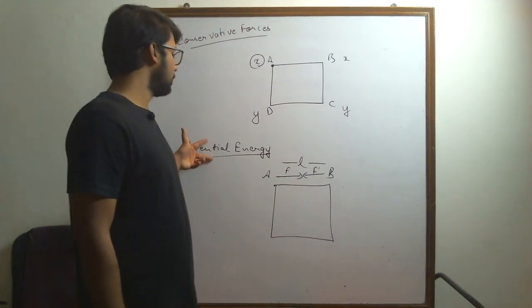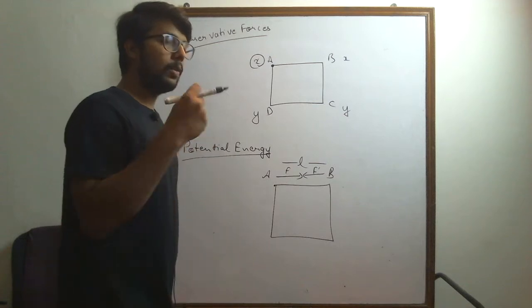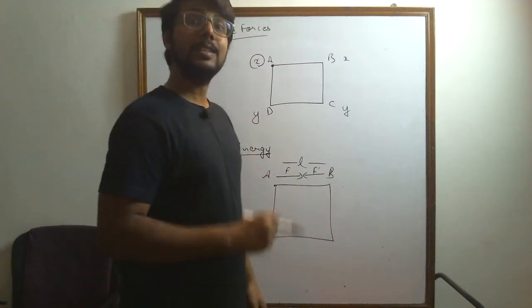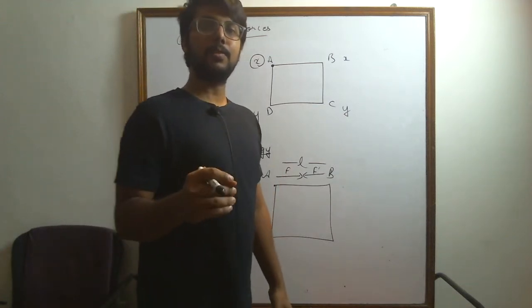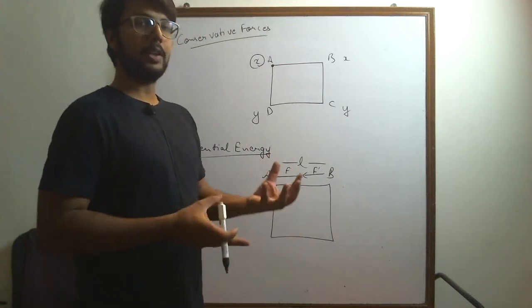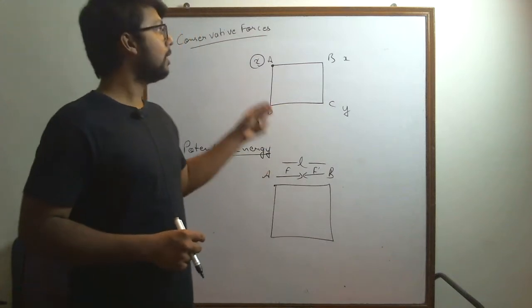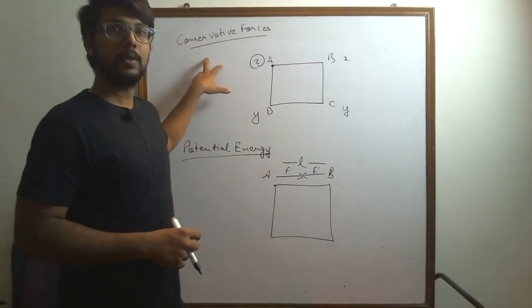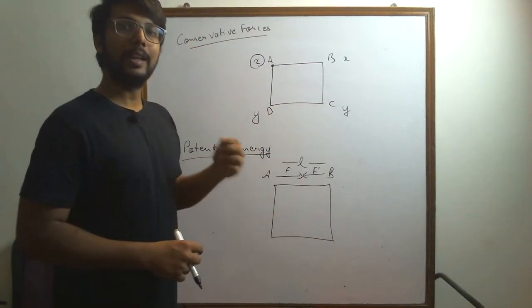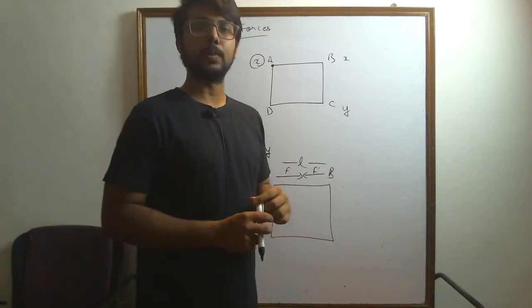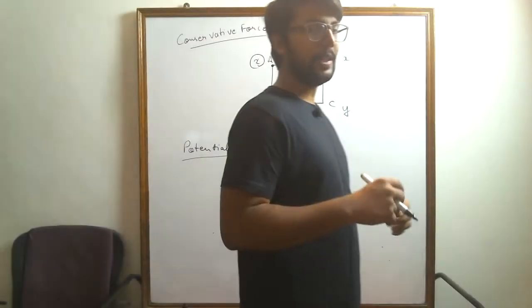So potential energy is essentially the work done against a force, be it the gravitational force or electrical force or whatever force, against a conservative force, which gets stored in the object by the virtue of its position. Let me give you an example very quickly.